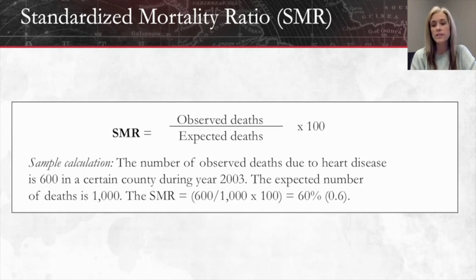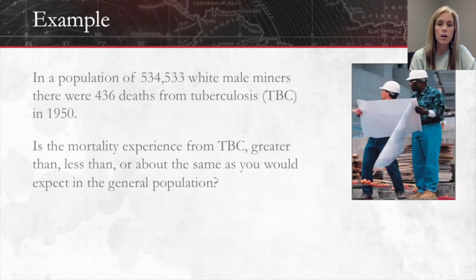So the number of observed deaths due to heart disease is 600 in a certain county, so let's say the population's small. But how many would we expect, assuming that it conformed to United States standards? Well, in this case, we would expect 1,000 perhaps, and so 600 over 1,000. Even though 600 deaths in a certain county may be very impactful, when compared to a standard population such as the U.S. population, it's actually only 60% or 0.6 of what's expected. So let's look at an example.